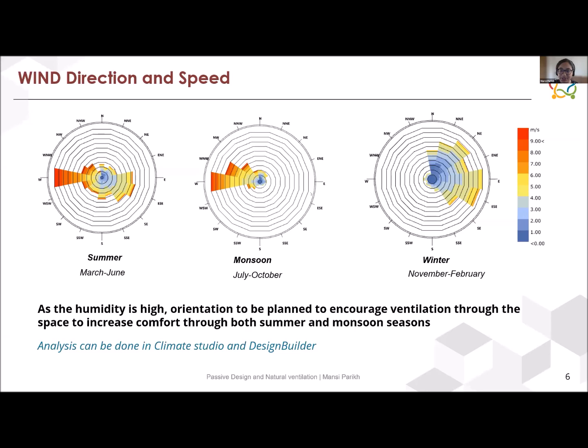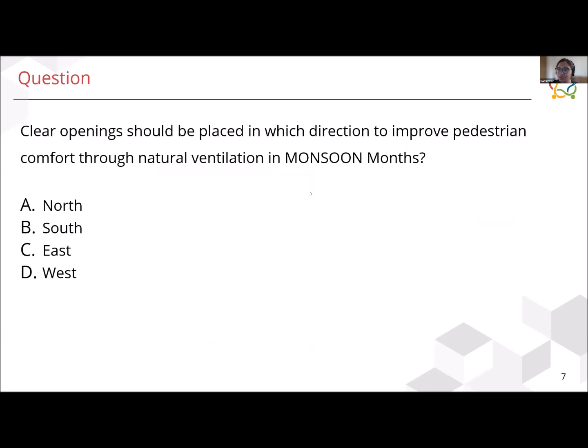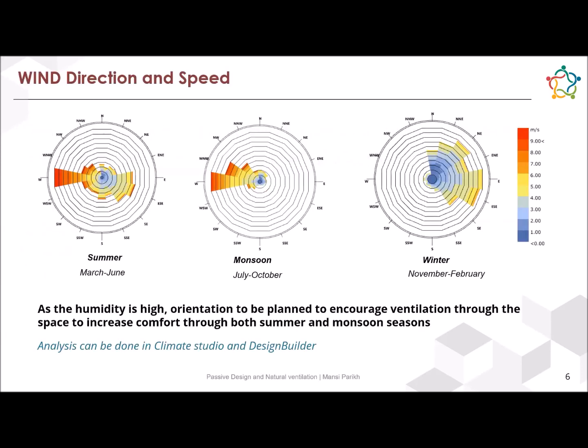So we have a question coming up. Yashima, if you could start the polls. Yeah. So another question is, clear openings should be placed in which direction to improve pedestrian comfort through natural ventilation in monsoon months? And the options are the 4 cardinal directions: north, south, east, and west. So you can look into the diagrams, you can look into the chart and then interpret these.